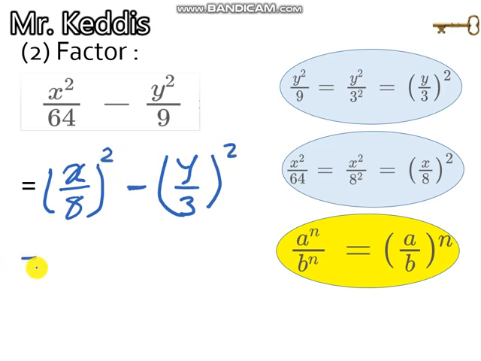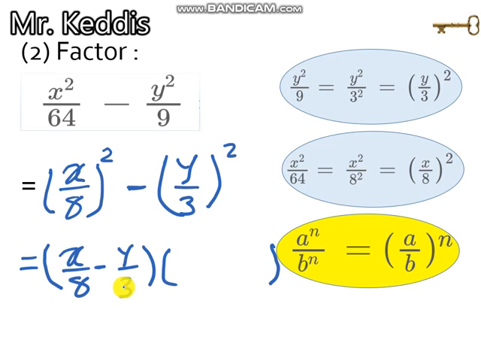To factor this, x over 8 minus y over 3 times x over 8 plus y over 3.